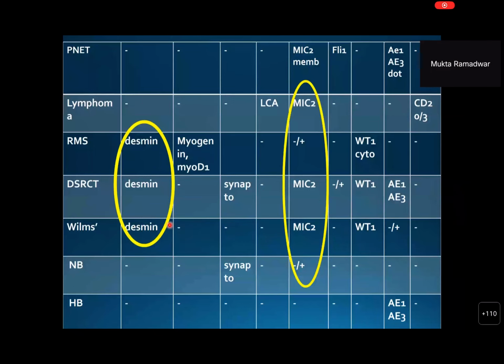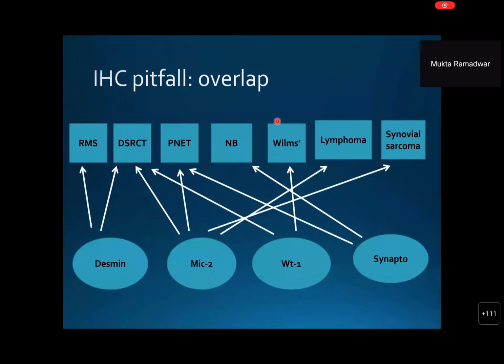So again, this chart is the IHC pitfall, the overlap of immunohistochemistries. MIC2 is expressed in so many, desmin expressed in so many. So unless you tie everything together, the clinical picture, the morphology, and the appropriate immunohistochemistry, you will not arrive at a correct diagnosis. You might miss.